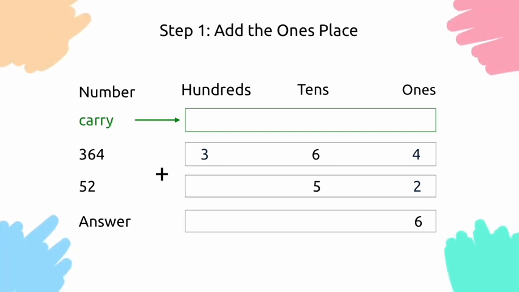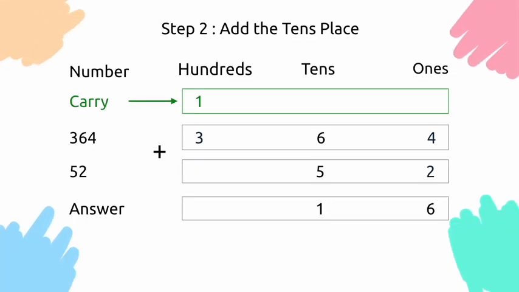Step 1. Add the ones place. First, let's add the ones place. In 364, the ones digit is 4. In 52, the ones digit is 2. Now, 4 plus 2 equals 6. So, we write 6 in the ones place.